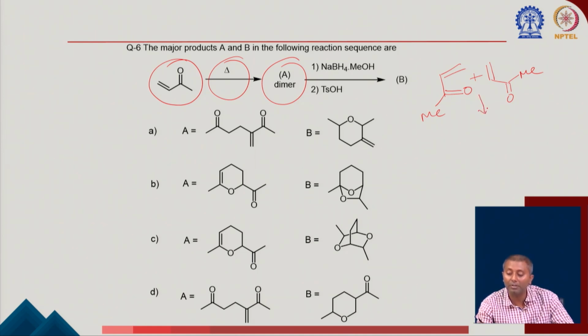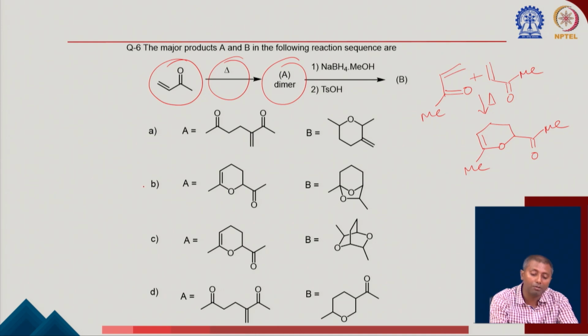Although in the inverse electron demand, we know that if your diene is going to be electron poor, then the corresponding dienophile has to be electron rich. But of course, if you heat up, you might be able to get the product here. So that can end up forming a Diels-Alder product. So let me just draw that first. Okay, so this will be the first option. So you can see from all the options, option B and C look like the product.